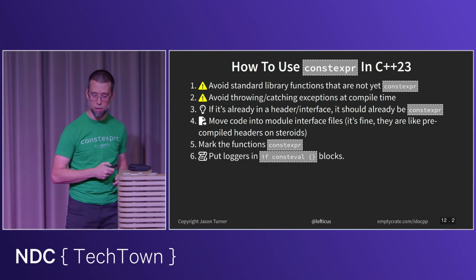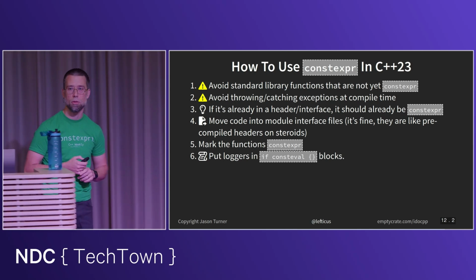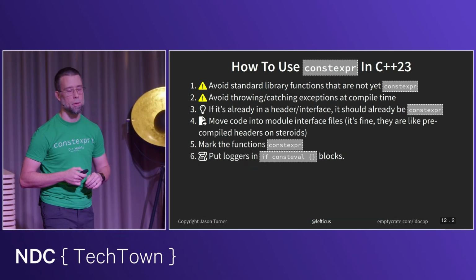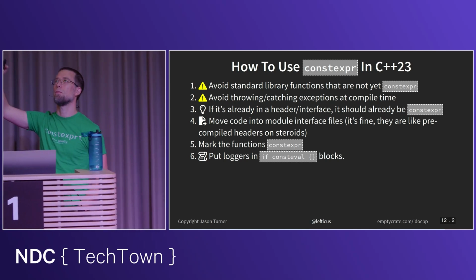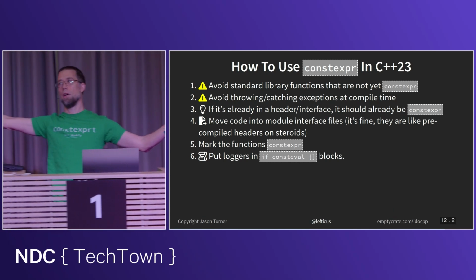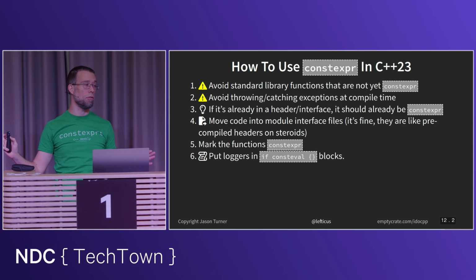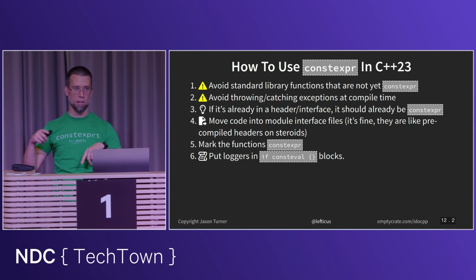Sprinkle some constexpr. You might have to put loggers in consteval blocks or inside your logging macros. If not consteval, or if not is_constant_evaluated, but in C++23, then if not consteval. Which looks really weird if you've never seen it. It's literally if, exclamation point, consteval, open brace. So it's an if statement that doesn't have a conditional because the conditional is implied. It looks strange.